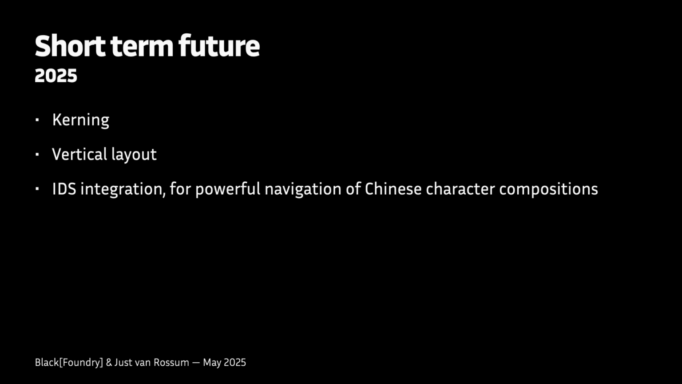We have some short-term future items to do. We're working on implementing kerning editing. We will at some point support vertical layout, also right-to-left layout. Since CJK, that means Chinese, Japanese, and Korean, fonts is a key feature of Fontra, we would like integration with the IDS. This is a database of ideograms that makes working with Chinese characters more convenient.